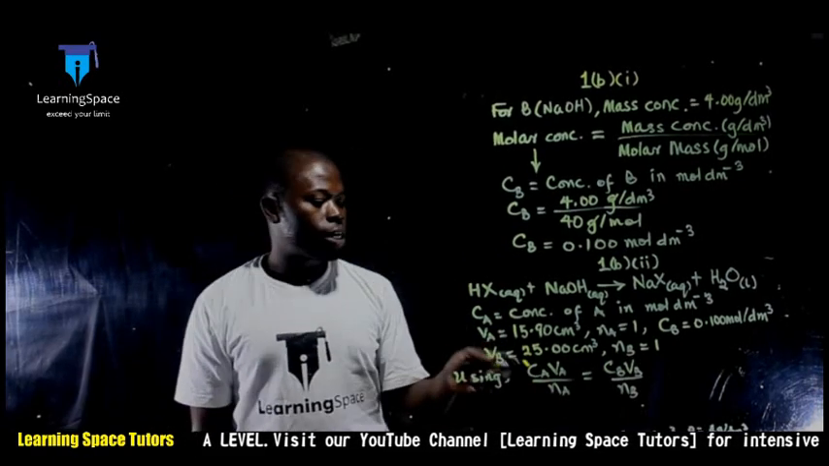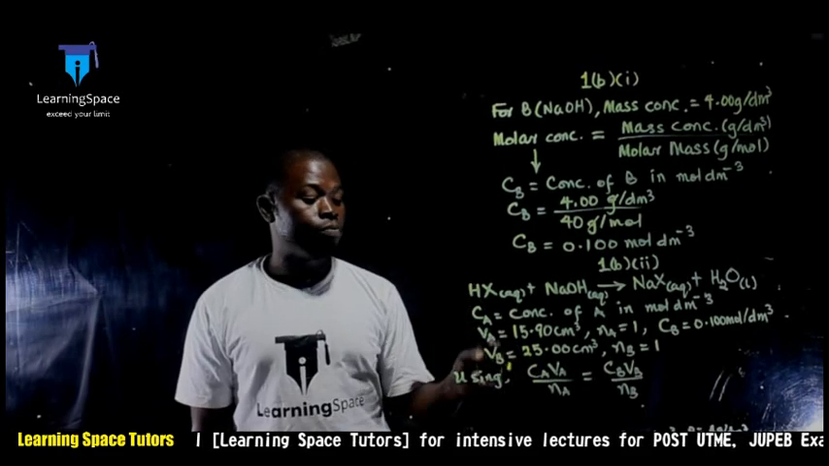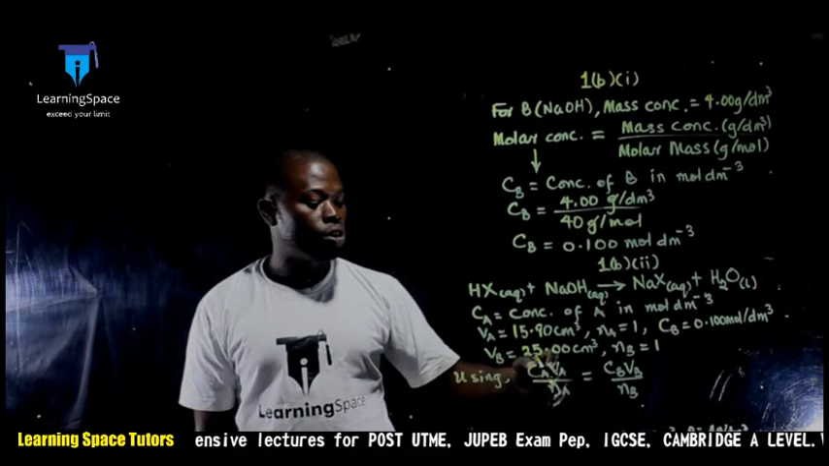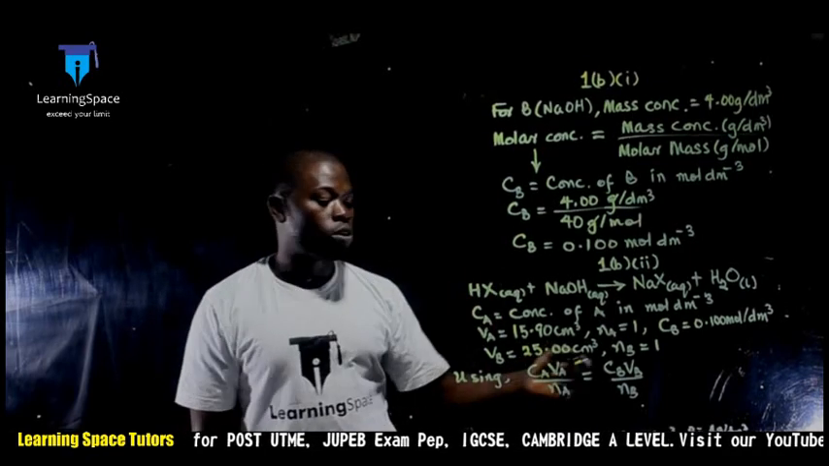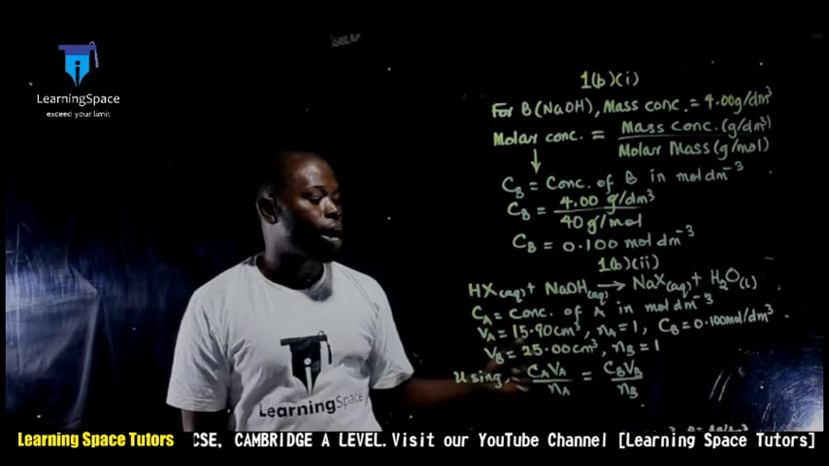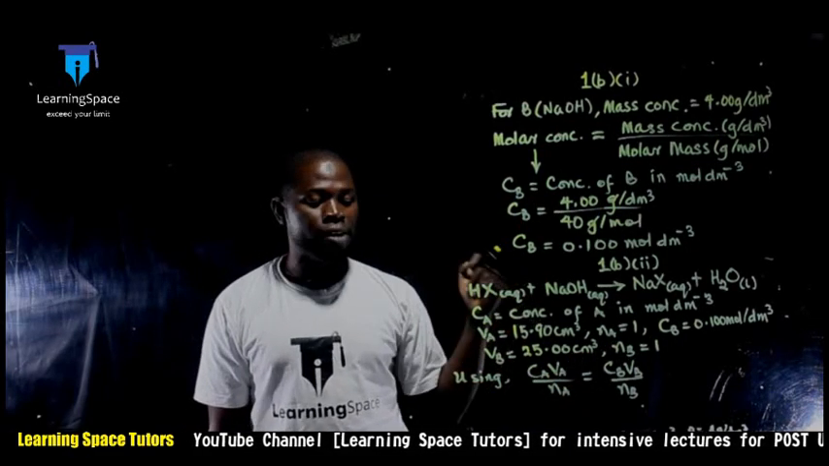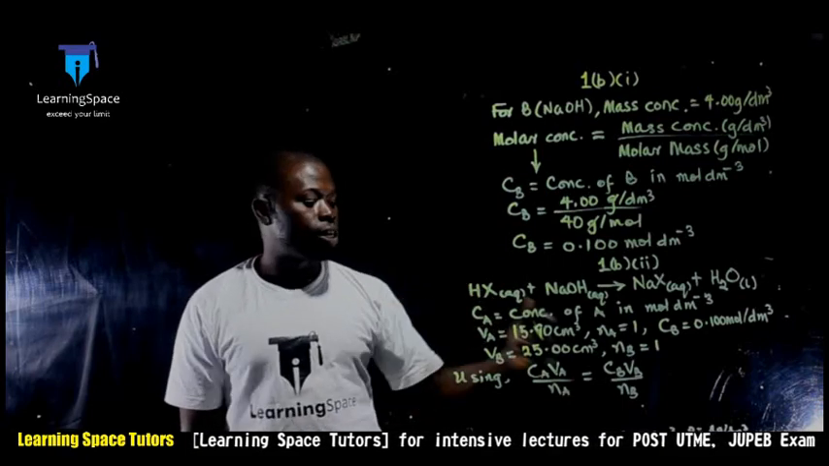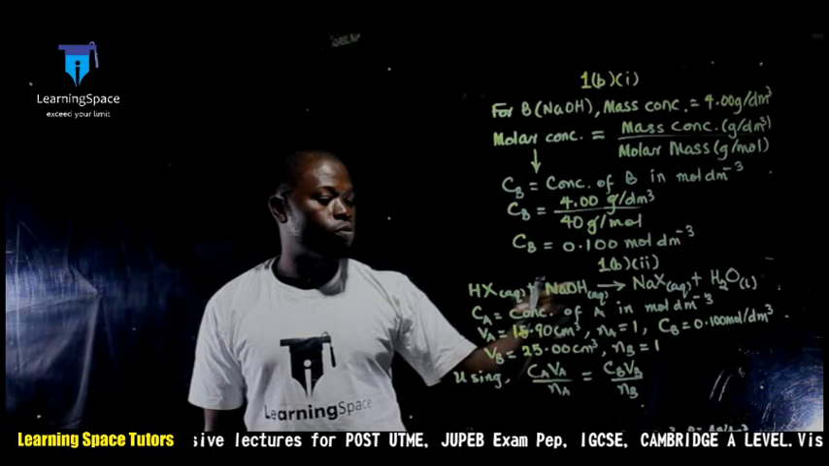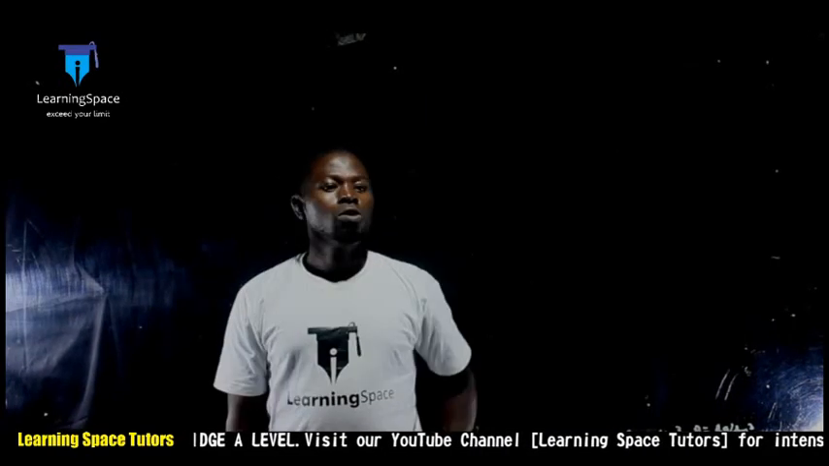You will see that what we are looking for is actually the concentration of the acid in mole per dm cube. Then you already determined the volume of acid from the titration, the number of mole of acid from the equation, and the concentration of the base in mole per dm cube, which we calculated from 1BI. The volume of base used, that's the volume that is pipetted, is 25 cm cube. So if yours is 20 cm cube, let me know. Then the number of mole of base is 1 from the equation. So we can substitute these values.